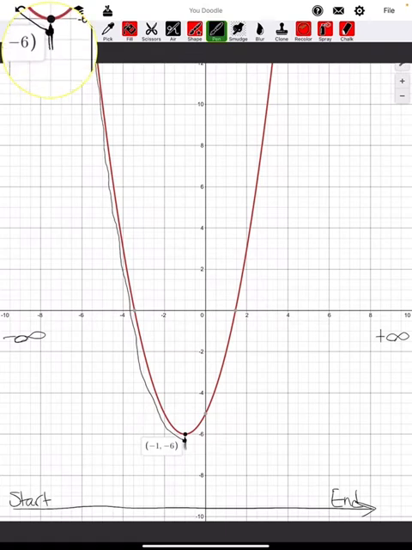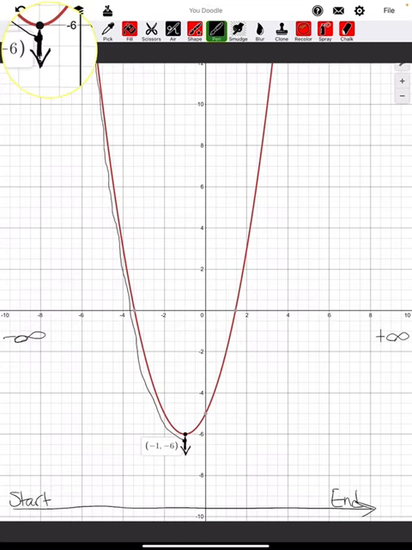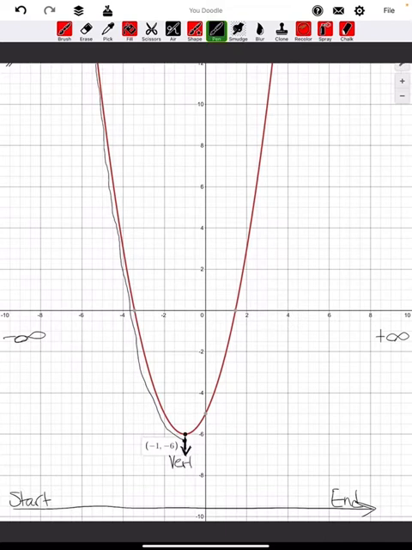Now, this is what we were calling our vertex. In this case, it's a minimum because it looks like a U. We'll talk about one where there's a maximum, but right now, this is our vertex. Remember, I told you it was also called a turning point, which we'll talk more about in polynomials.